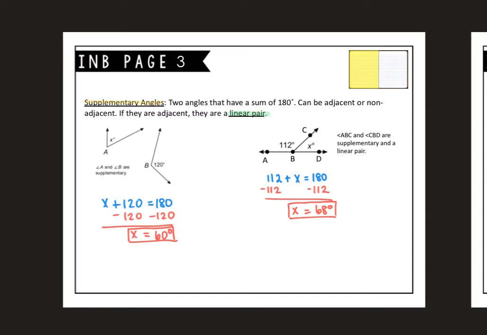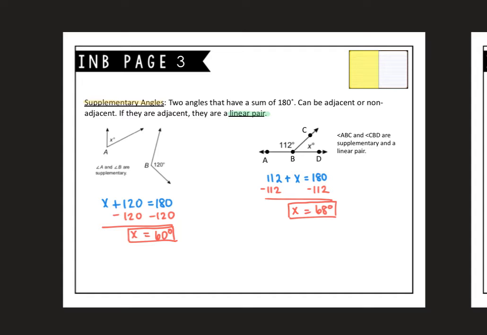Just by looking at these two angles, you should know that these are supplementary because they form a straight line. This one you may not know if they're equal to 180, but if we're saying that they're supplementary, that means they have a sum of 180 degrees. So these angles you can call either supplementary or a linear pair. Either one is okay. These angles are only supplementary. That's only a linear pair if they are adjacent.